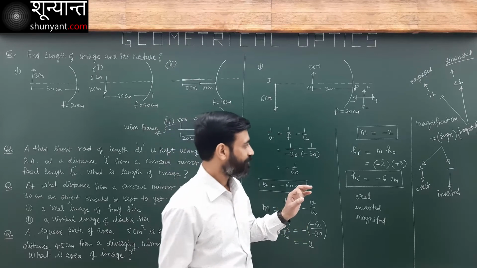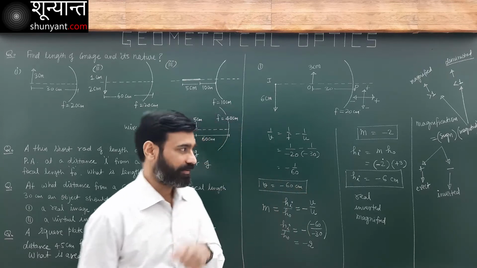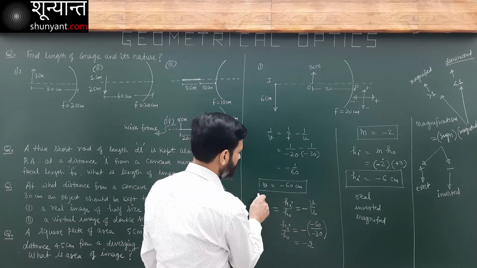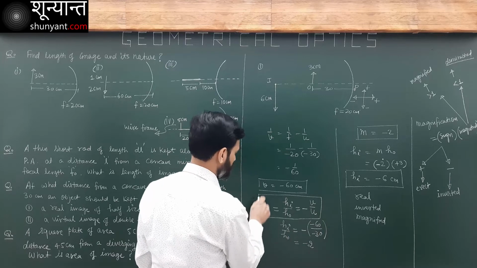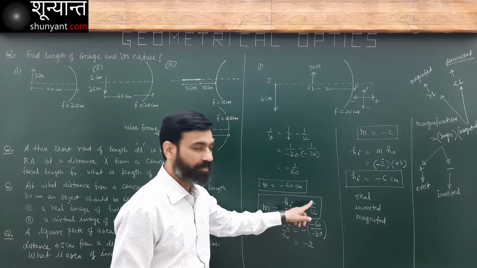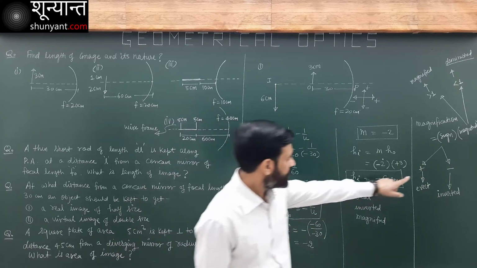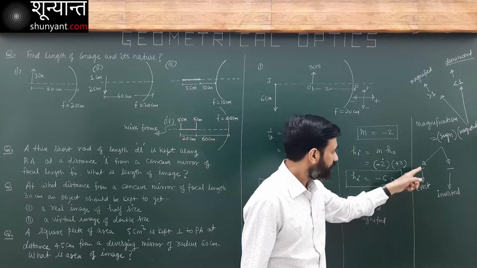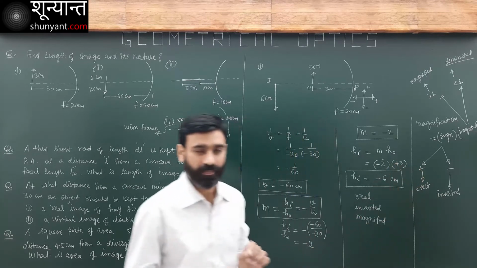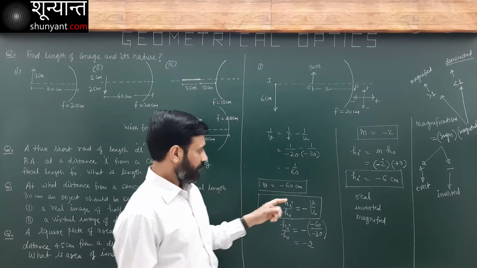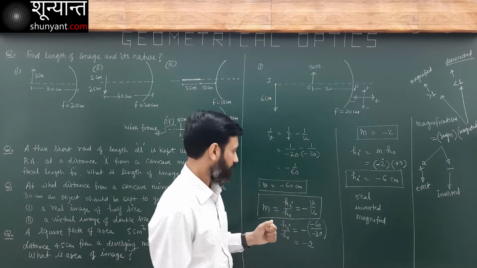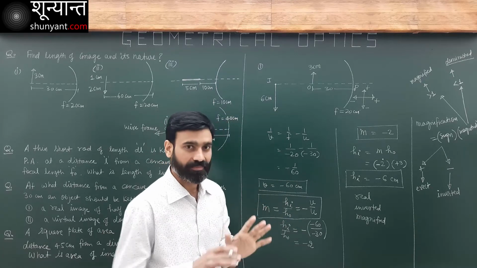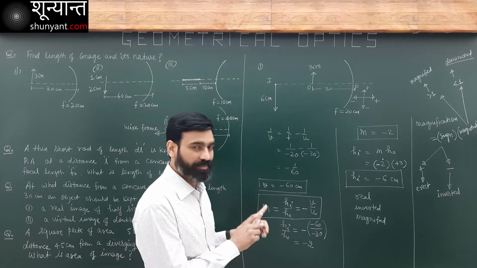Now, one other very, very important thing. Magnification is minus V by U. Magnification is minus V by U. If it is negative, it is inverted. If magnification is positive, it is erect. Now, try to understand this. Let's say that magnification is negative.